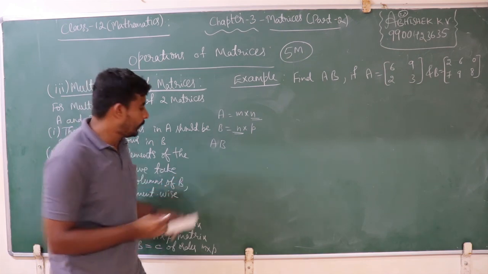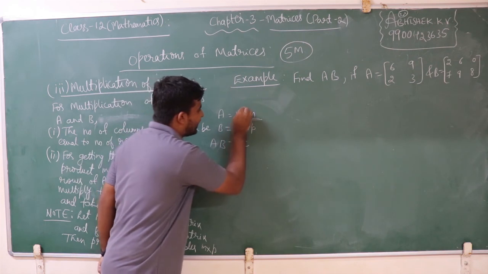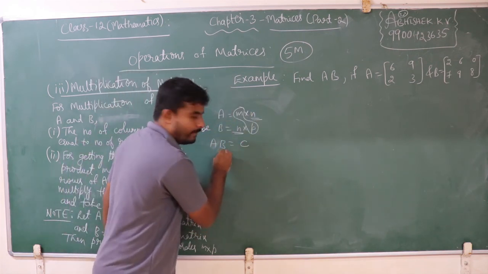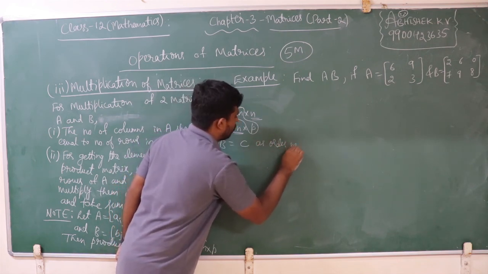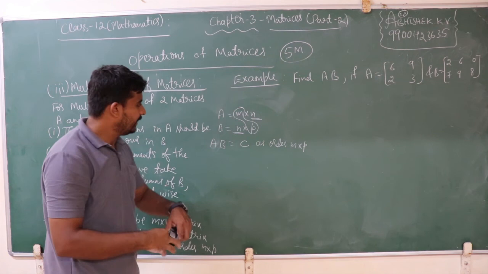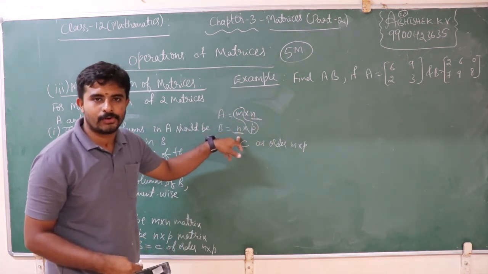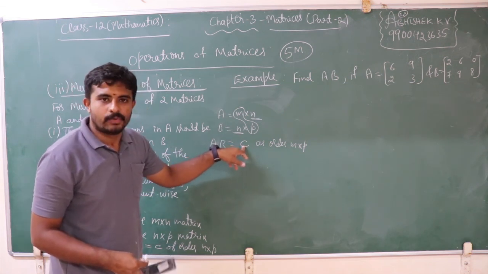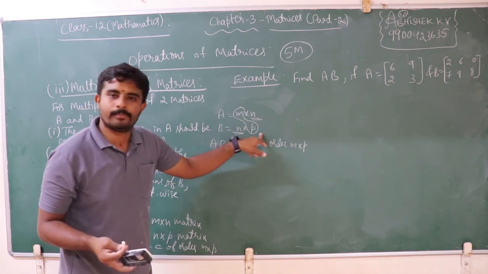Therefore, AB is obtained as another matrix, say C. This has the order M cross P. Remember this. AB has order M cross P. The number of columns in the first matrix A is equal to the number of rows in matrix B, therefore AB is obtained, equal to another matrix C, with order M cross P.